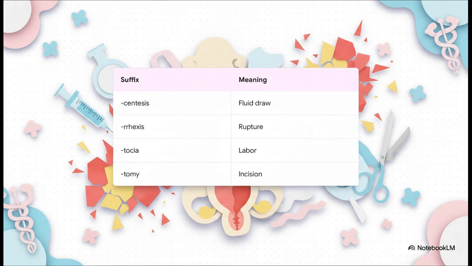You'll also see tocia for birth or labor, and tomy for an incision or cutting into something. Honestly, if you just know these 4 suffixes, you can instantly eliminate half the wrong multiple choice answers on your exam. It's a real game changer.